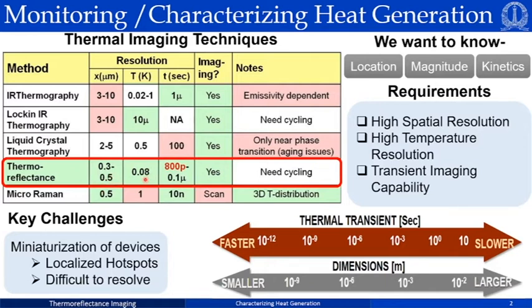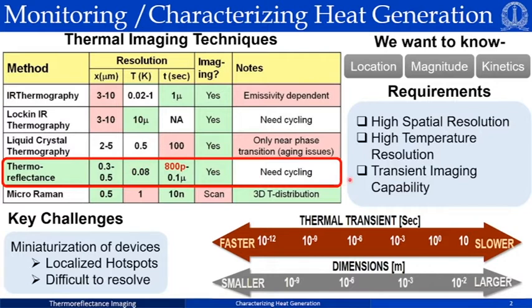Moreover, if we look at temperature resolution, thermo-reflectance imaging temperature resolution is at par with the IR thermography technique. Therefore, we can achieve higher temperature resolution in addition to the higher spatial resolution which was not achievable in the standard techniques. In the standard IR technique, we see that we have higher temperature resolution, but we do not have high spatial resolution.